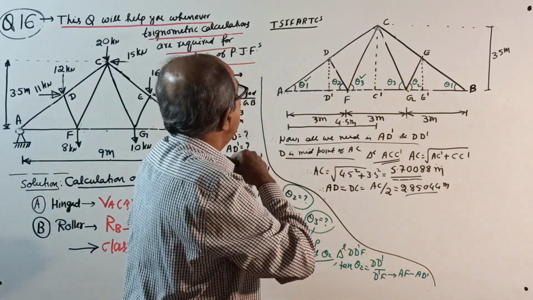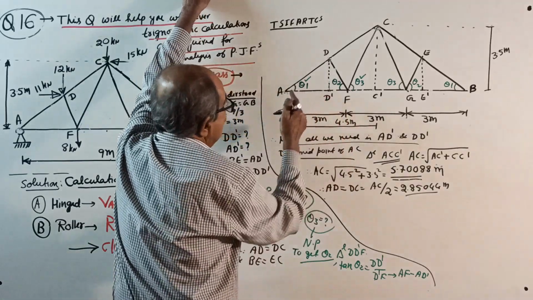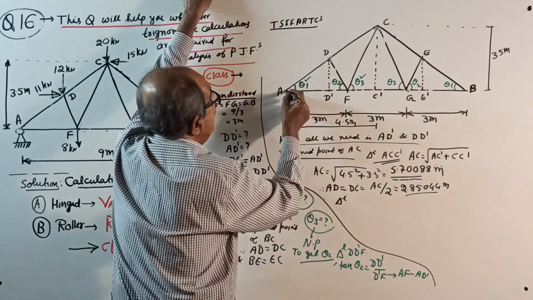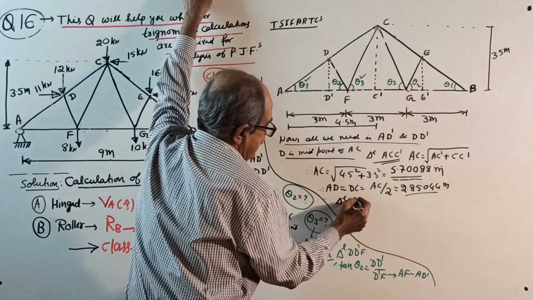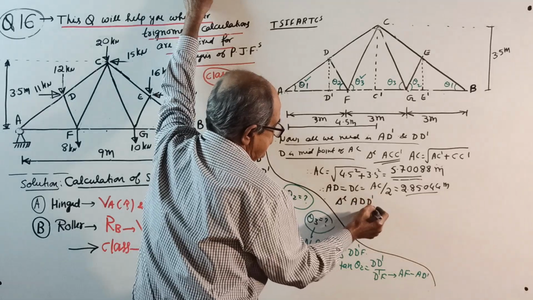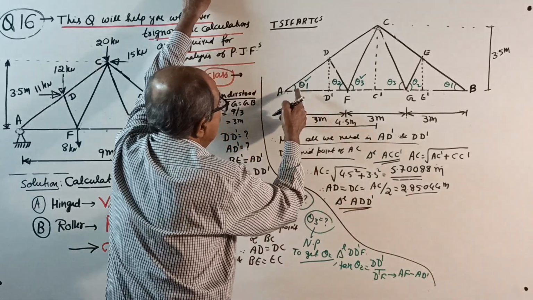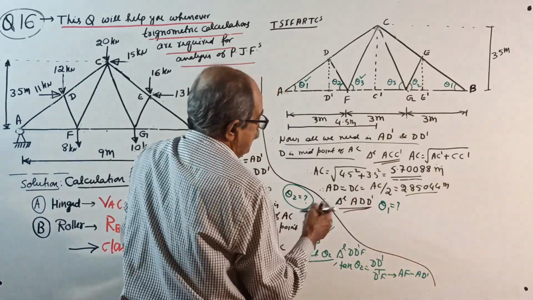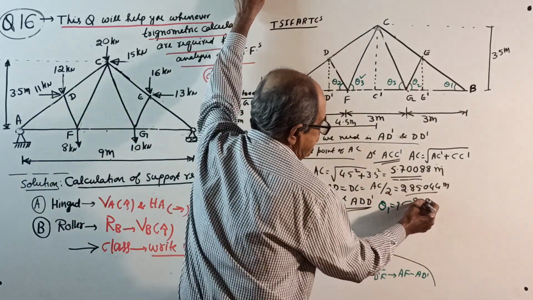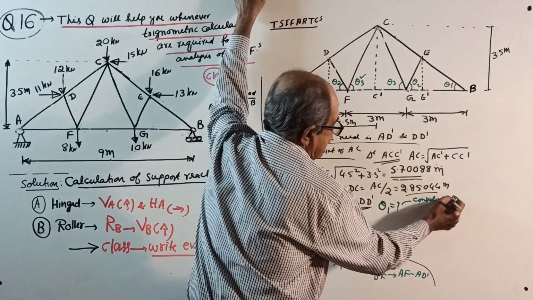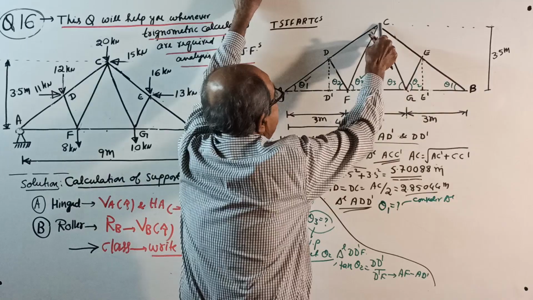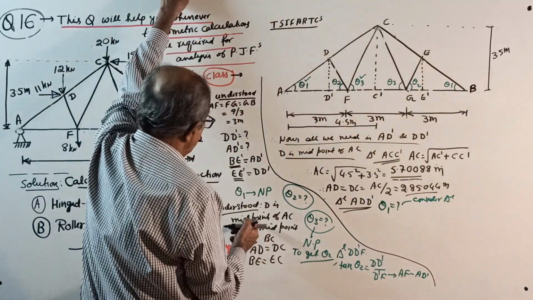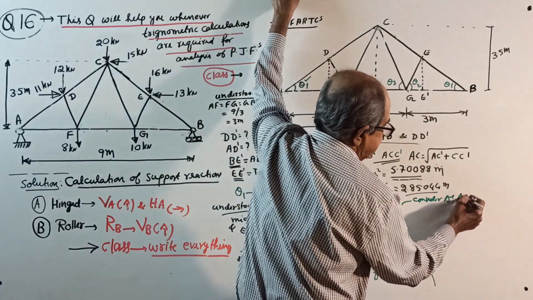AD is known. Now do one thing. Now consider triangle ADD dash. But for that one, you will first find theta 1. For finding theta 1, consider triangle ACC dash. I already told here where theta 1 is, somewhere I told, okay, ACC dash.